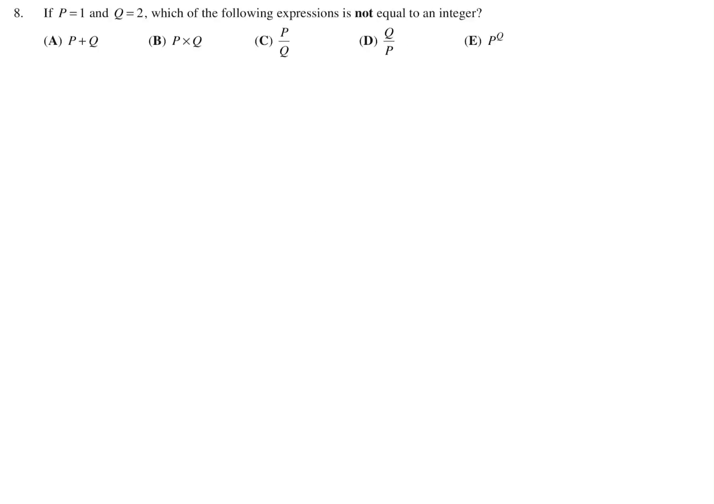If P equals 1 and Q equals 2, which of the following is not equal to an integer? So P plus Q will be 1 plus 2, which is 3. P times Q will be 1 times 2, which is 2. P over Q is 1 over 2. Q over P is 2 over 1, which is equal to 2. And P to the power of Q, like that, is 1 to the power of 2, which is 1. So of these, the only one that is not an integer is C.